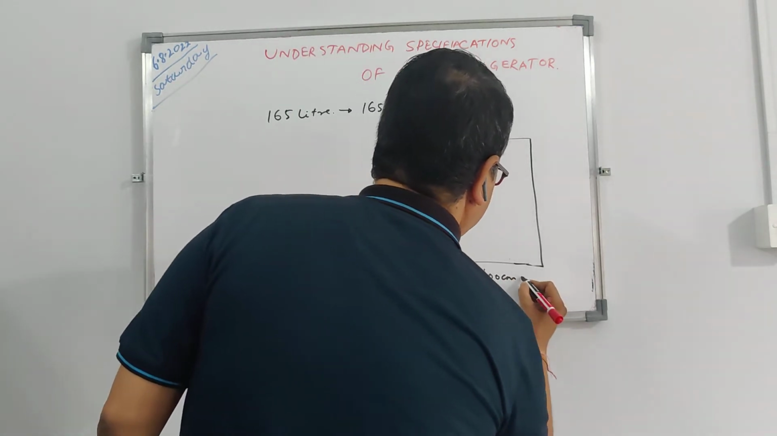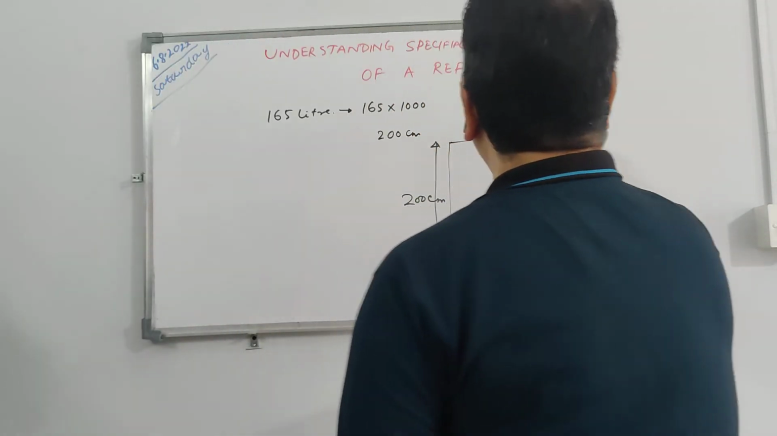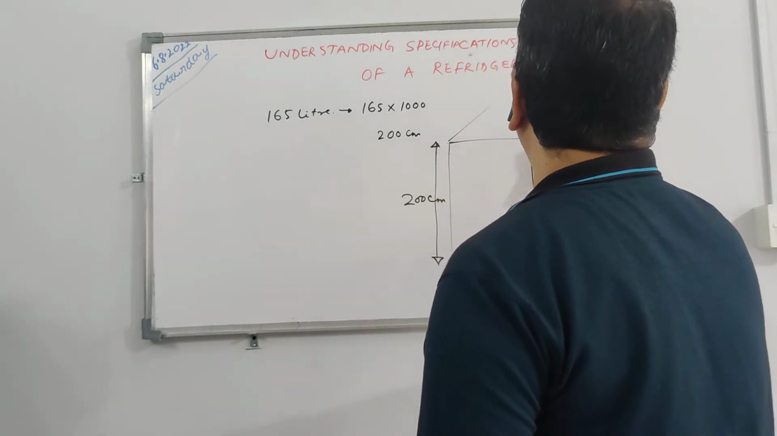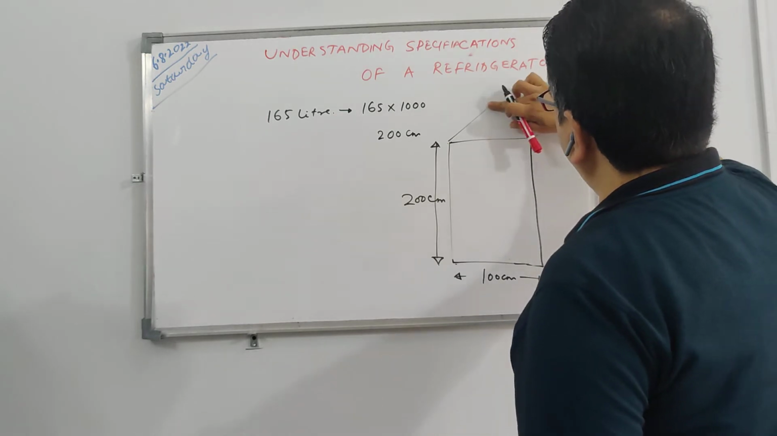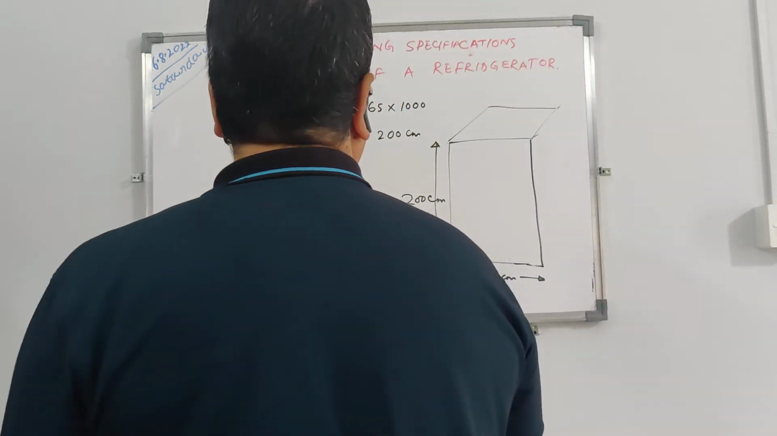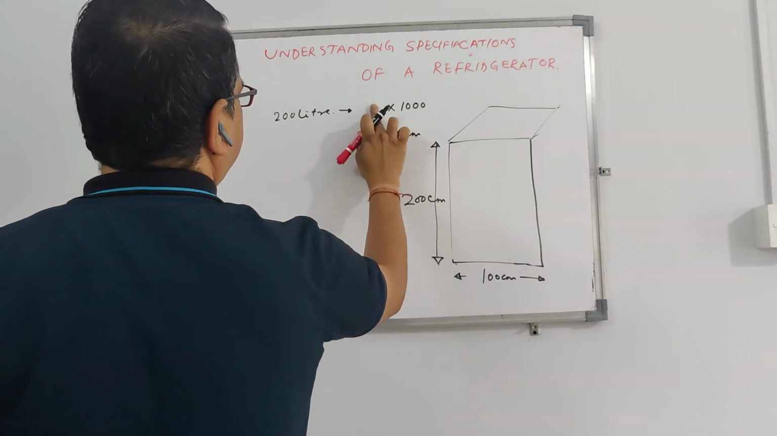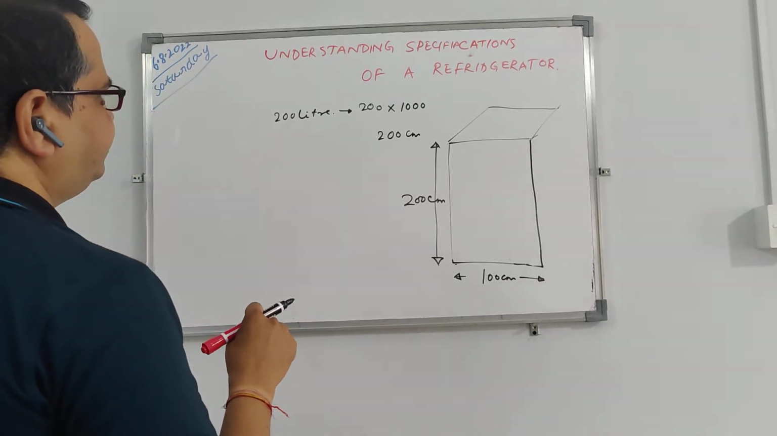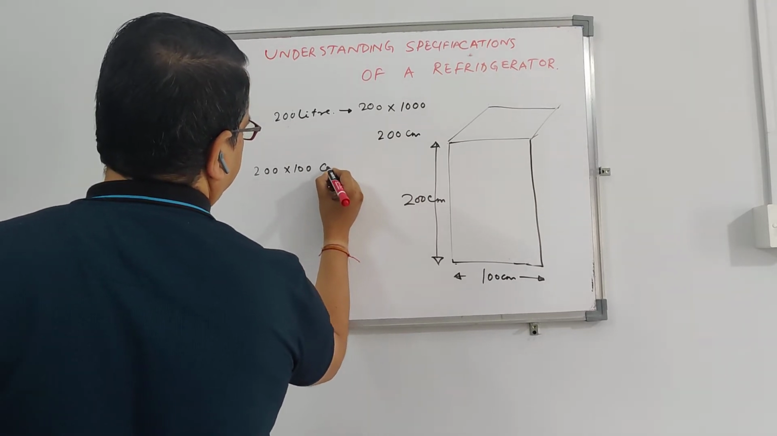I am not saying the exact value, just to understand what that volume means. Then this is my depth of the refrigerator. Let me put it as 200 liter. So this is 200 into 1000 cc, that is centimeter cube.